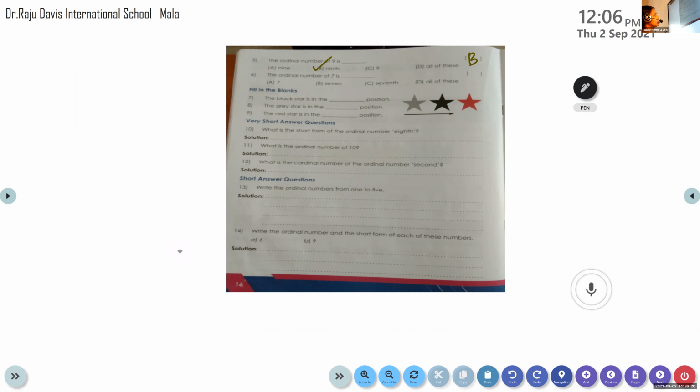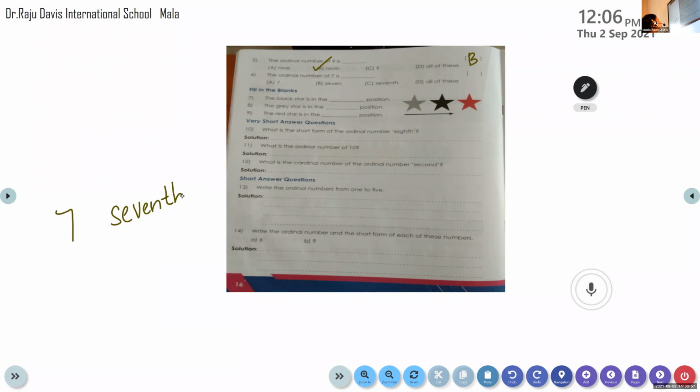Now, question number 6. Mitra, please unmute and read. The black star is in the dash position. No, question number 6. The ordinal number of 7 is dash. Yes, the ordinal number of 7. 7, it is a cardinal number. So the ordinal number we have to write. The spelling: S-E-V-E-N-T-H.